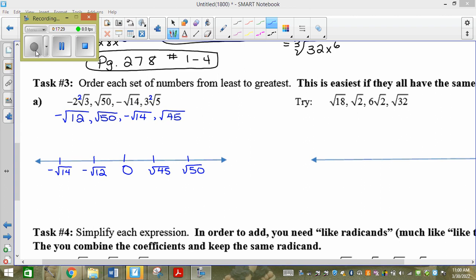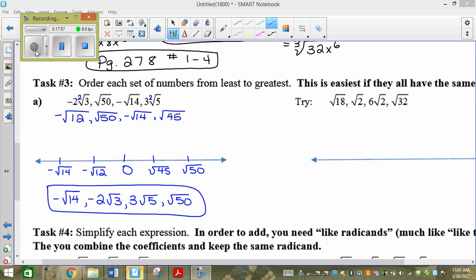So negative root 14 was actually negative root 14. We agree? So I can go negative root 14, comma. Negative root 12, I'm not going to write as negative root 12 because it was actually negative 2 root 3. Then I have to do root 45. Root 45 wasn't actually root 45 though. It was 3 root 5. And then root 50 was root 50. Boom. I ordered it and I'm done.